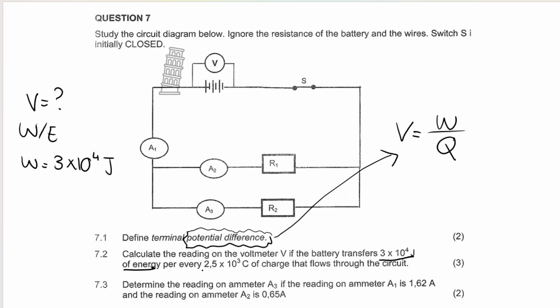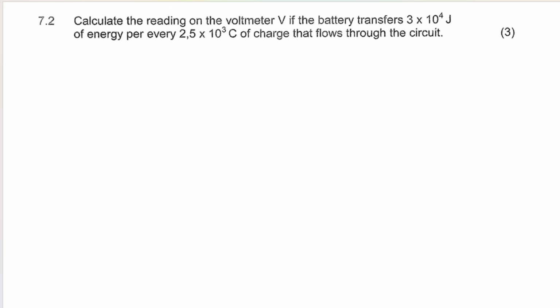Per every 2.5 times 10 to the power 3 coulombs of charge. Charge is 2.5 times 10 to the power 3. So what we do is we write the formula that we're going to use, which is this formula over here. You substitute in what is given.